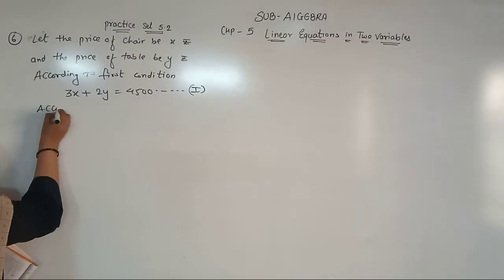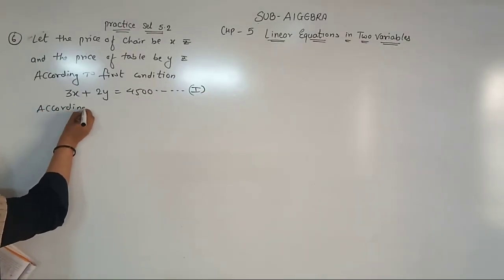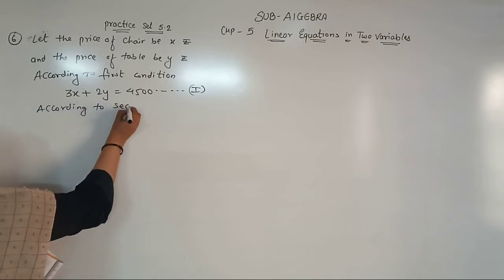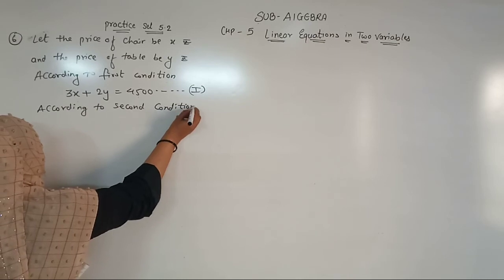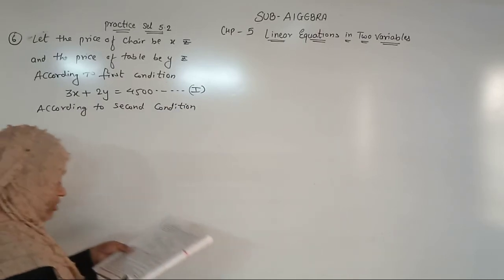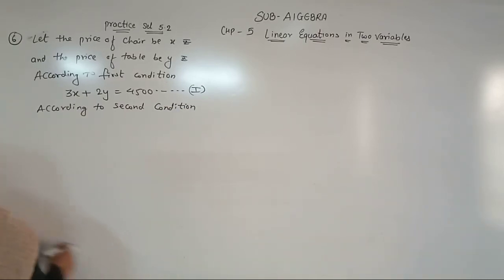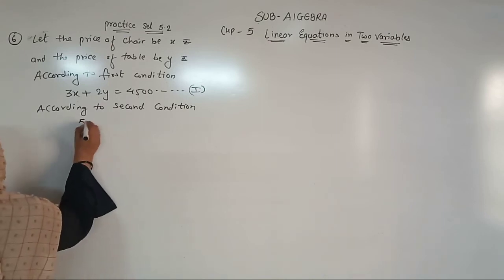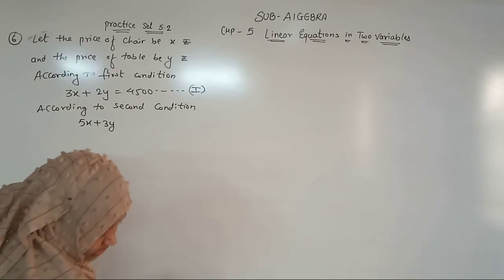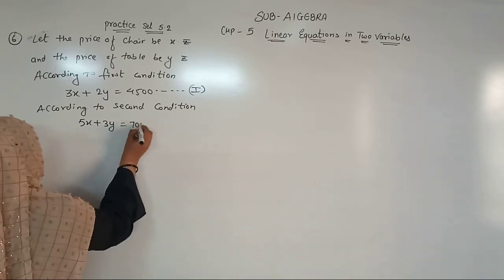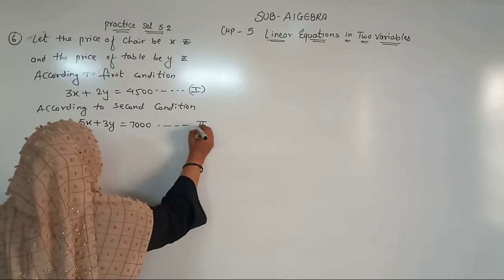Okay, now according to, see, always you can see I am writing the full form of everything. Now the price of 5 chairs and 3 tables. So 5 chairs is 5x, 3 tables means 3y equals 7000. So that is my equation number 2.